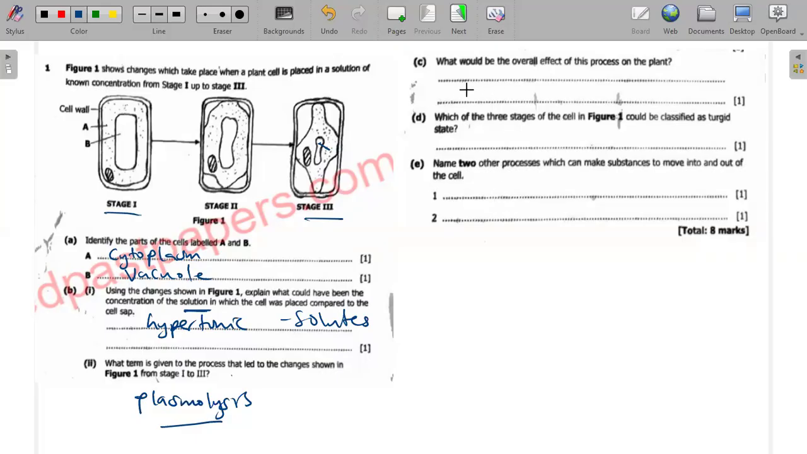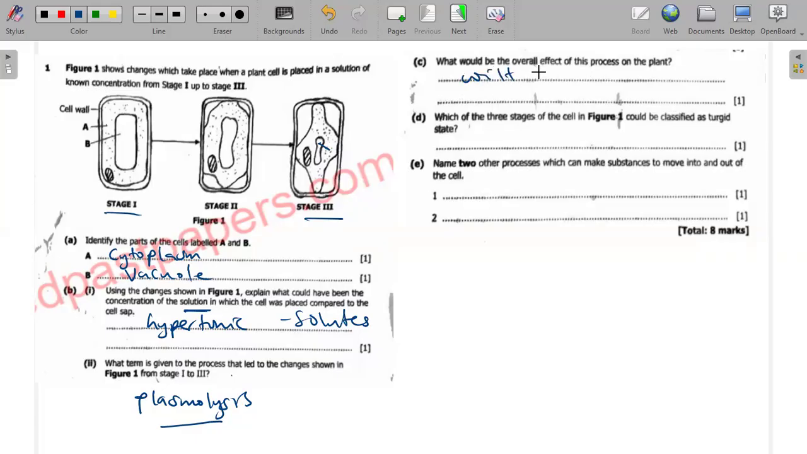Okay, so next, telling us what would be the overall effect of this process on the plant. So the overall effect of this process on the plant will cause the plant to just wilt.